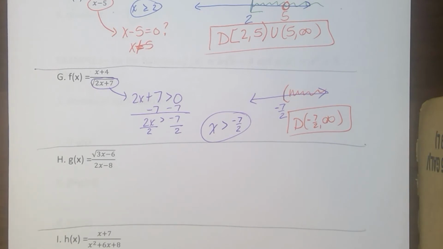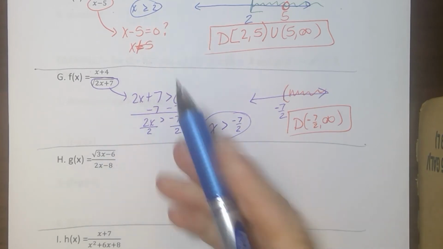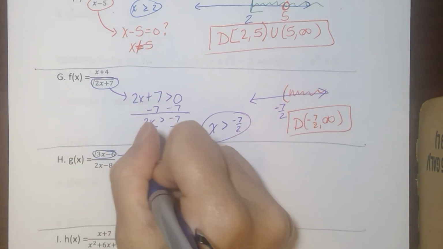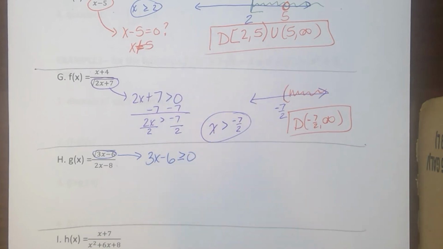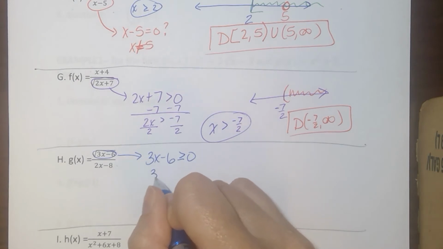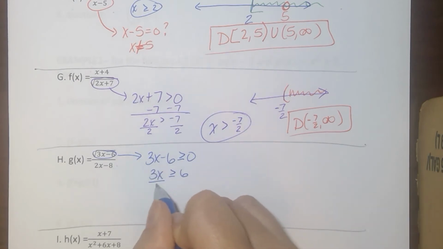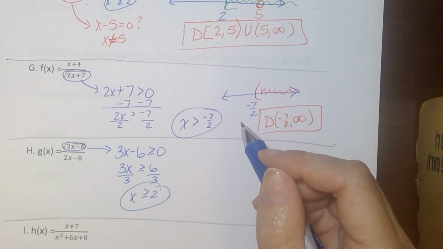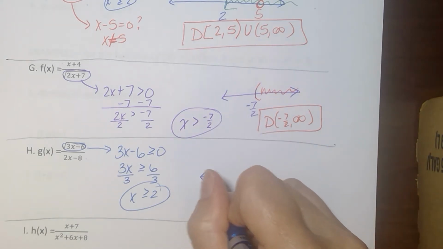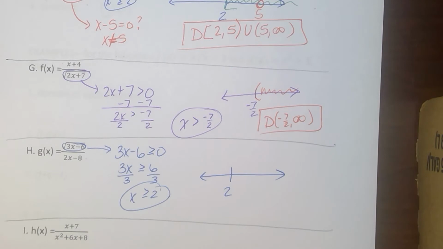H. Here I have g of x. I need to worry about excluding a value from my denominator, and I need to worry about limiting values from my numerator because I have this square root. Square root is in my numerator, 0 is fine in the numerator. So I start with the inequality greater than or equal to 0. I move that 6 over by adding it, and then I divide by 3. Nothing reverses because I divided by a positive value. So my starting point for this domain here is going to be x values greater than or equal to 2.